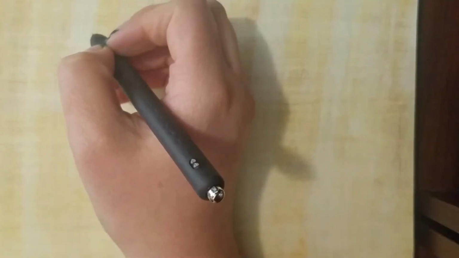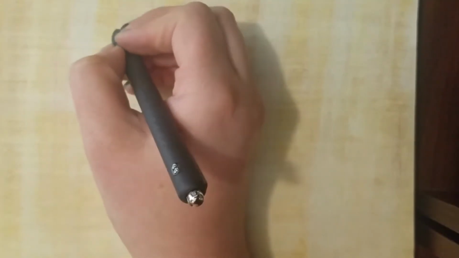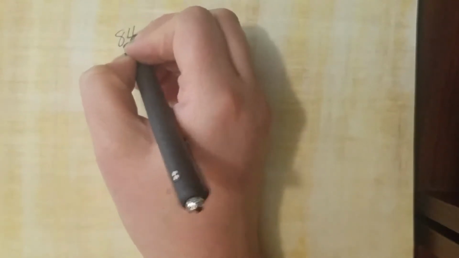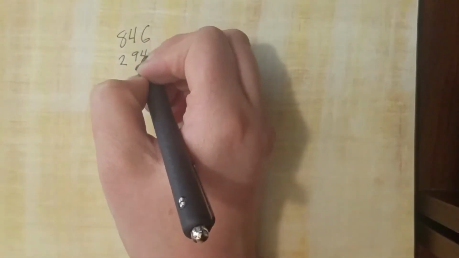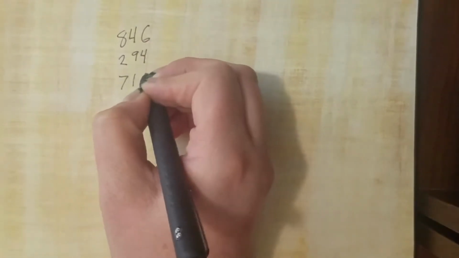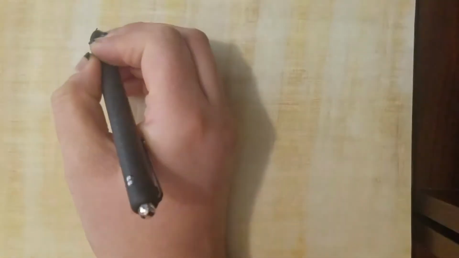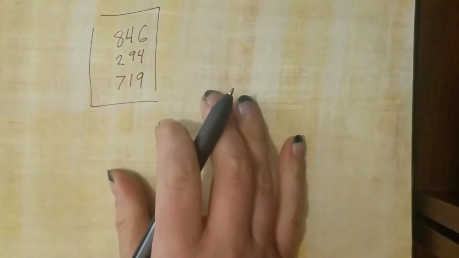I just had a thought. I'm gonna assign you some homework. Okay, so do 846, 294, and 719. Please show your work so that I can see that you used the ancient Egyptian method. Please put your answers in the comments. I would love to see them.